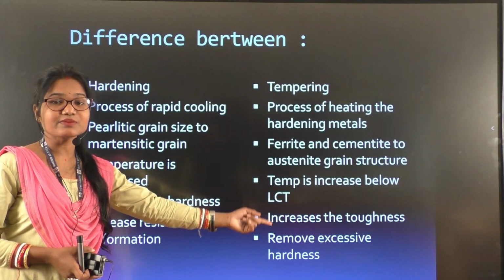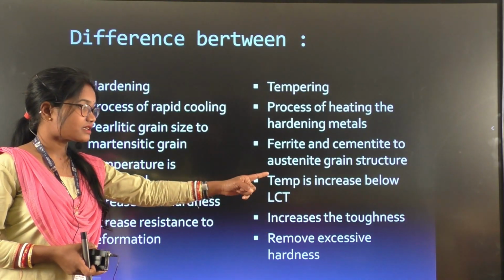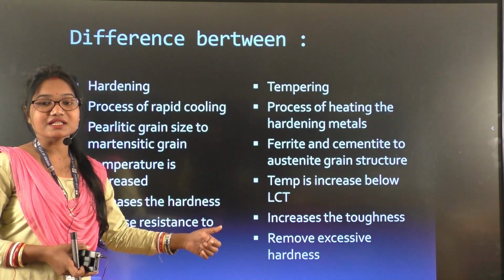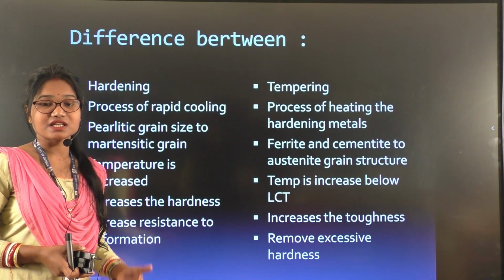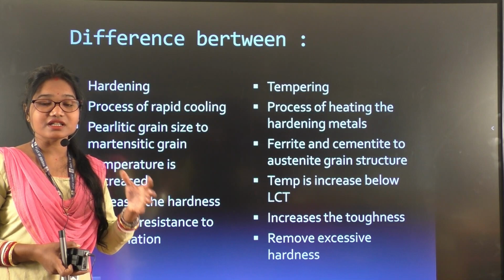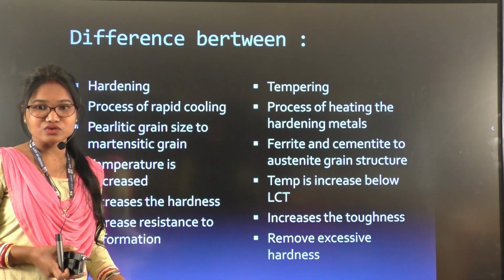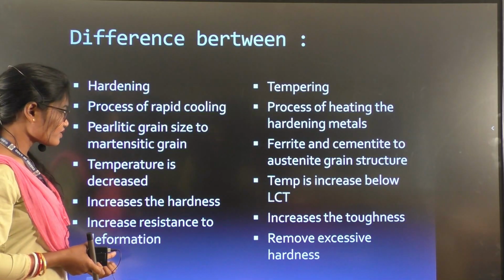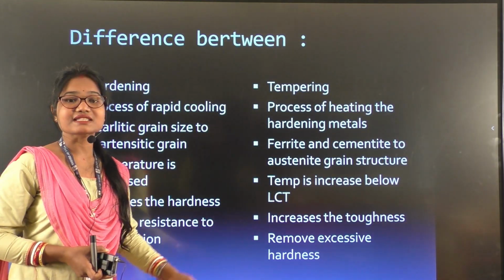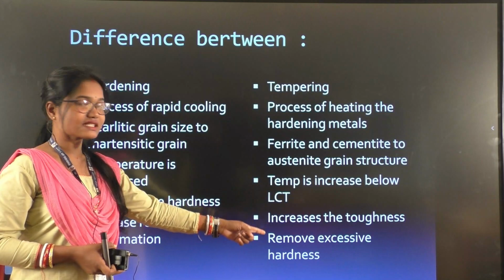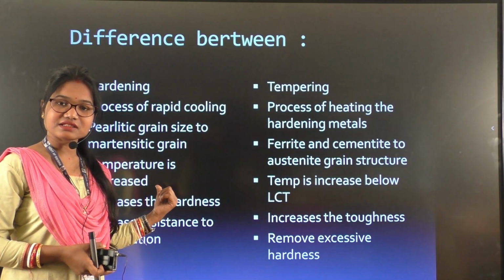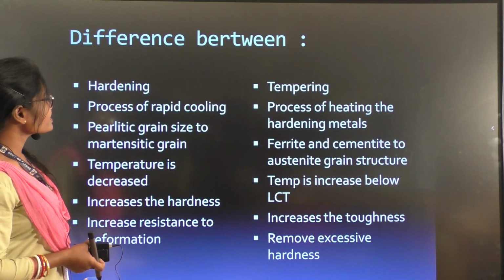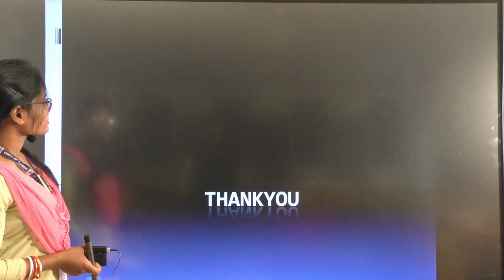Toughness is another mechanical property, in which a metal absorbs energy when it is under an external load. And lastly, tempering will increase the resistance to deformation, and it will remove the excessive hardness, because tempering is done on the hardened metal. So these are the differences between hardening and tempering.